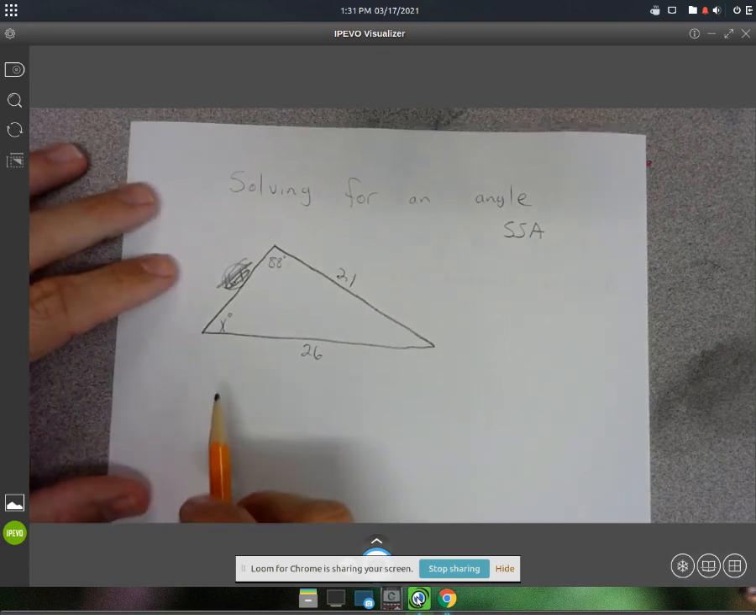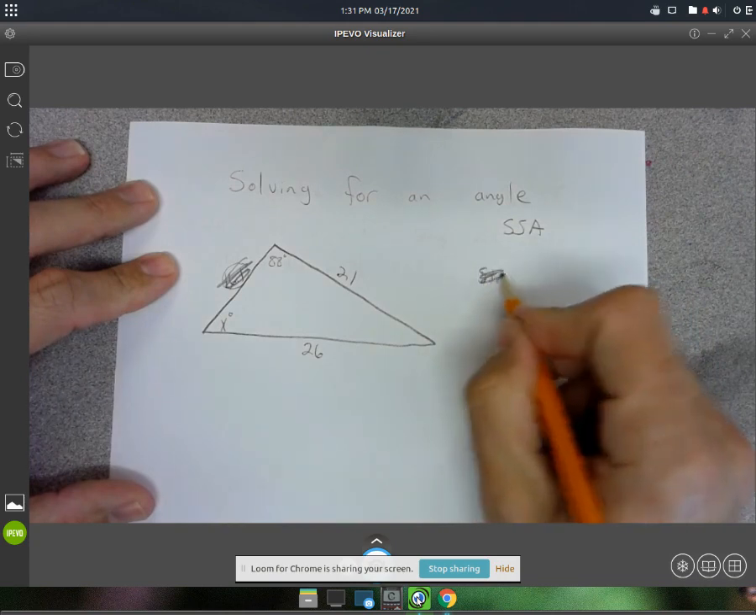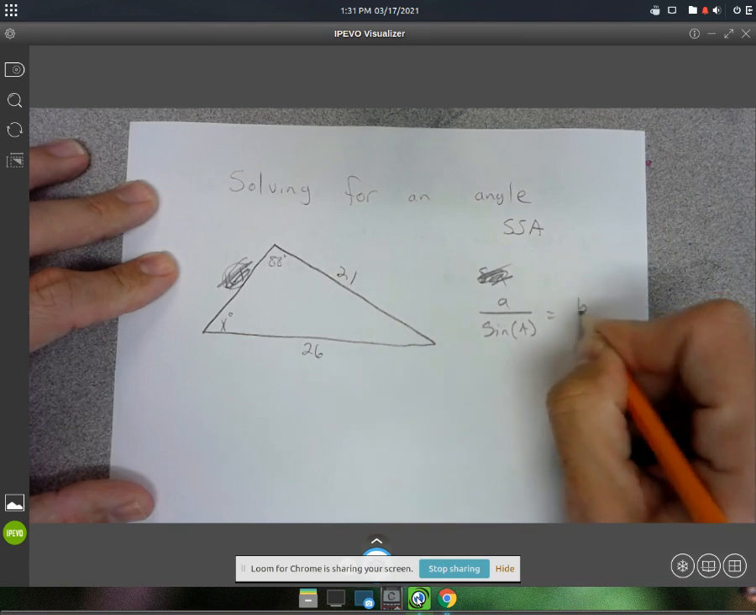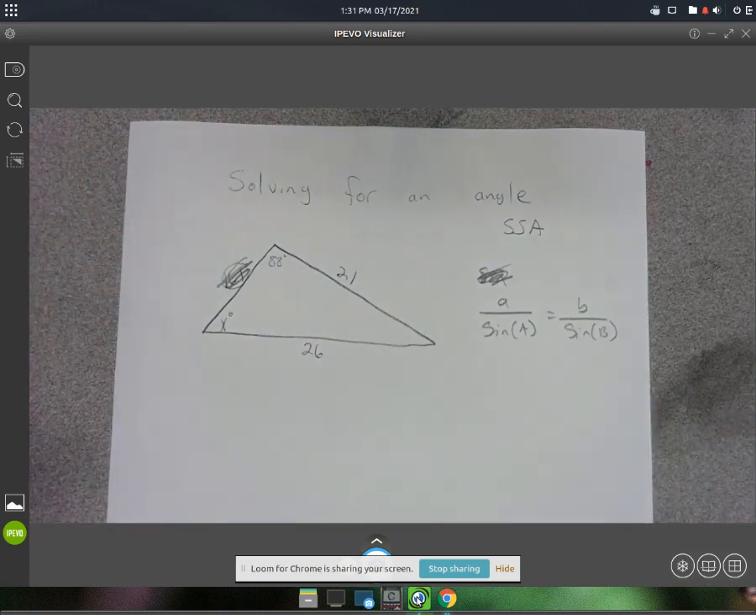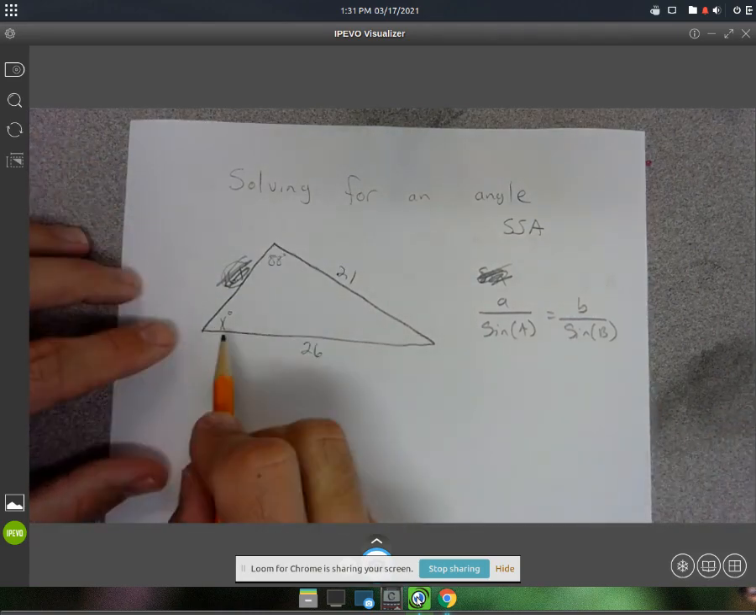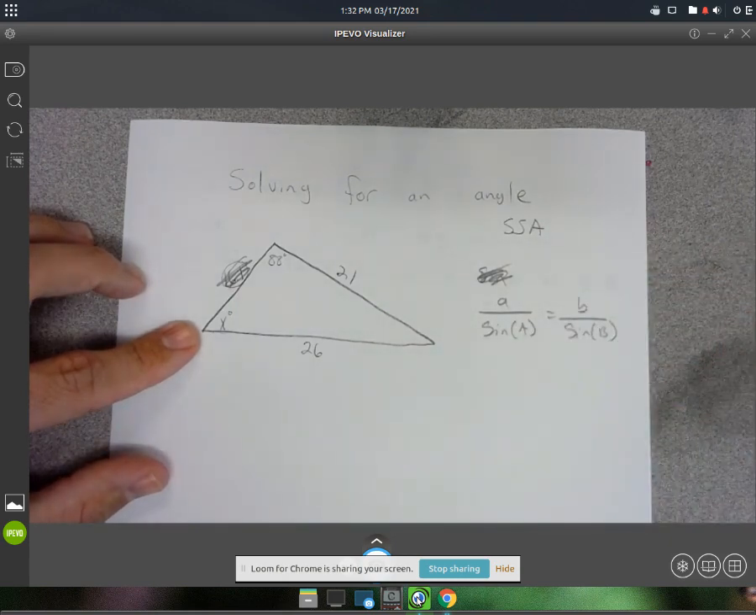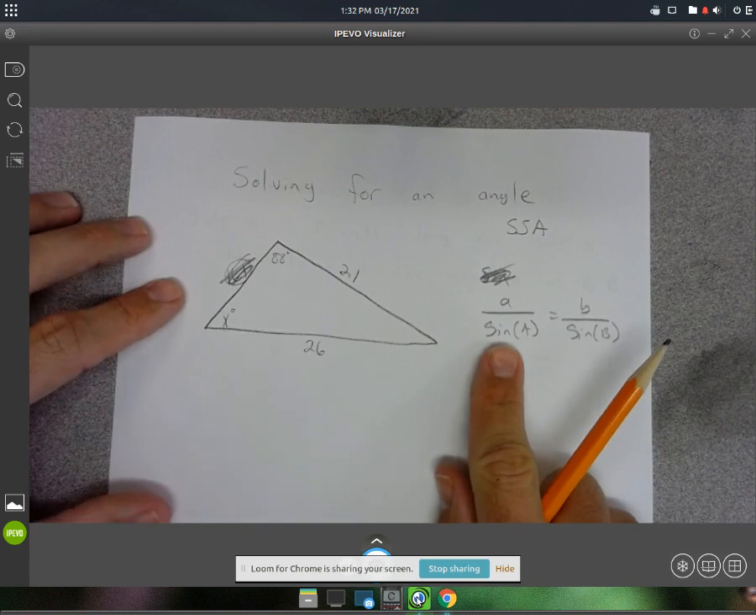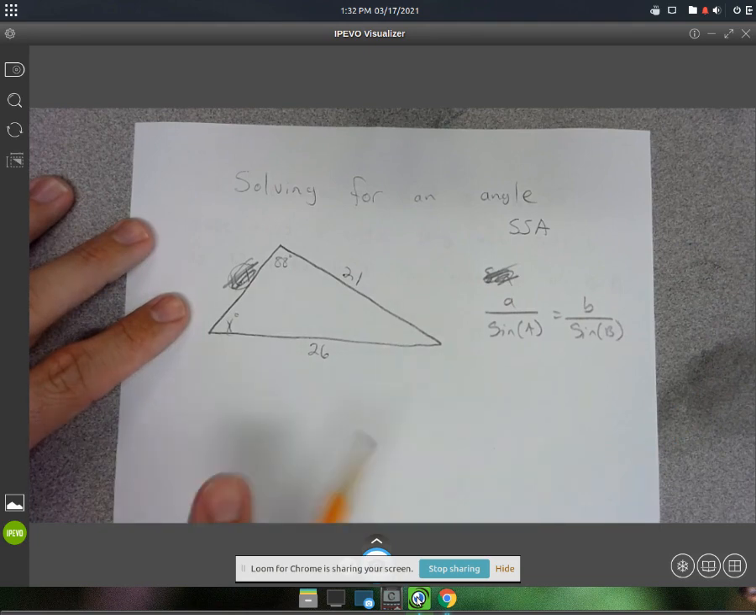So here I go. The setup here, you remember how we had a over sine of A is equal to b over sine of B? This version was really helpful when we were solving for a leg. But what we're going to do is solve for an angle. I recommend you flip these. It's possible to solve it like this, but you're involving an extra step. It's not that big of a deal. I honestly don't even think about it. I choose one, whichever one the formula gives me, I just use it.